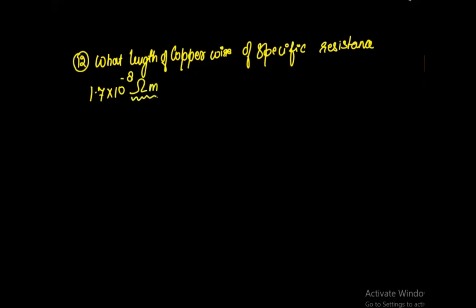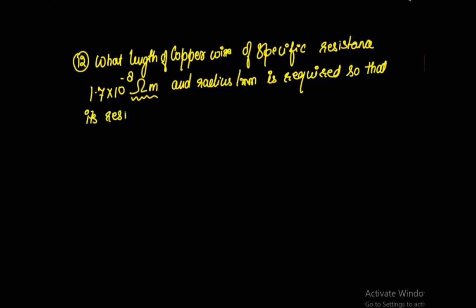ये यूनिट होती है रेजिस्टिविटी की, ओम मीटर। And radius, how much? 1 millimeter is required, for what? So that its resistance is 1 ohm. Easy question.